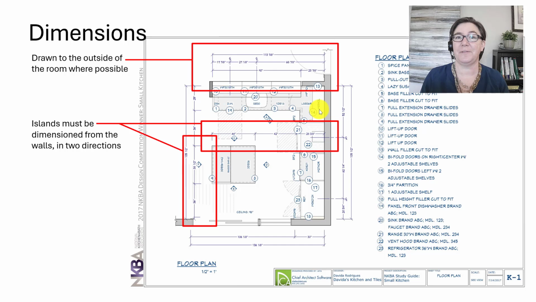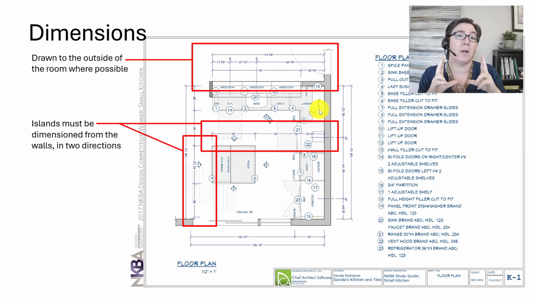All right, so far we've talked about what's shown on the floor plan and what's in that floor plan specifications list. Let's move on to dimensions. NKBA uses a different dimension style than AIA, and this is where most students struggle. So let's look at this in great detail. First of all, NKBA dimensions are drawn to the outside of the room wherever possible.